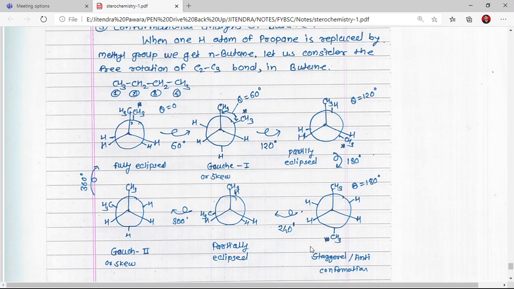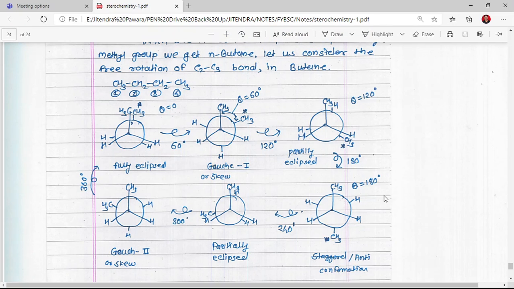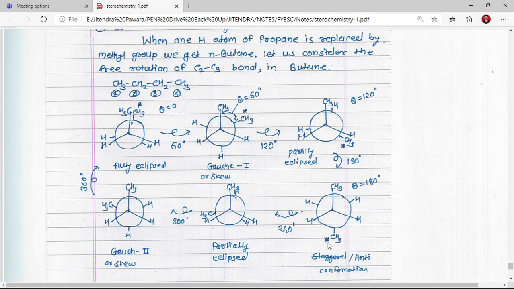Staggered conformation is the most stable because it doesn't involve any interaction. Both the bulky groups are maximum away from each other, at a distance of 180 degrees, so there is no steric hindrance involved. That's why the staggered conformation is the most stable conformation.